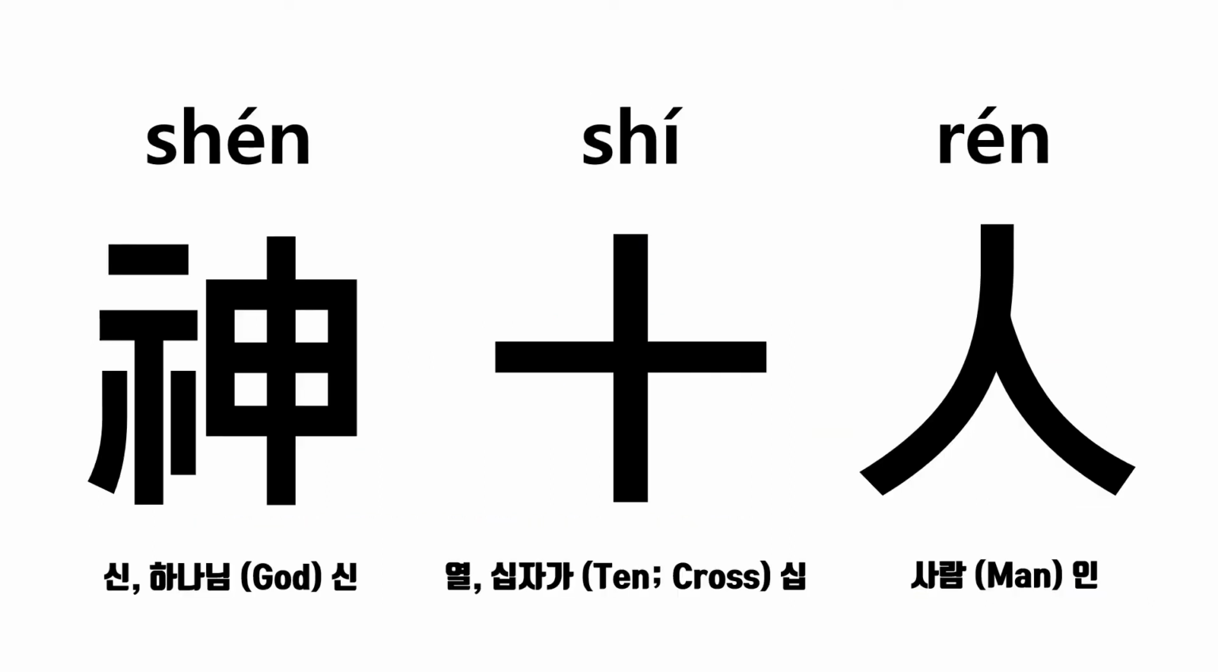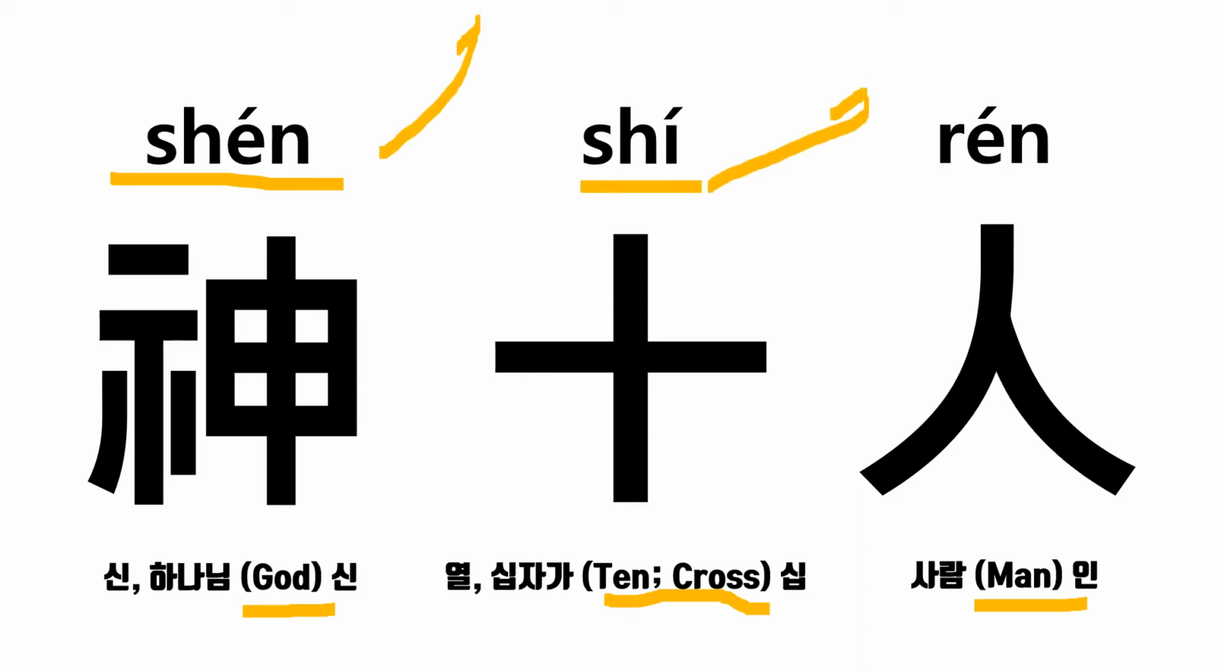Please look at these 3 characters, God, and 10, the cross you have learned, and man. These 3 characters have the same tone number 2. Shen, shi, ren. God, the cross, Jesus Christ, and man has the same tone number value, number 2.